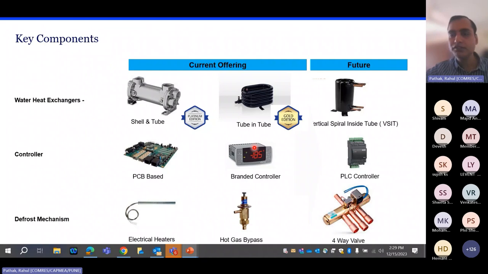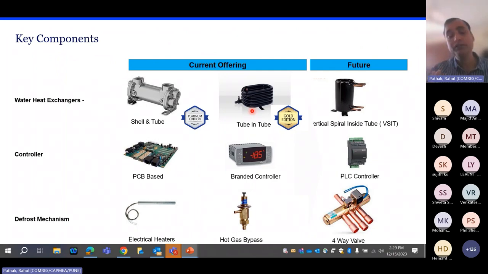And even the efficiency slightly goes up with the VSIT compared to a tube in tube. Even the weight of the heat pump goes down compared to tube in tube. But all in all, these are some of the types of condenser which are being used today in the sanitary heat pump market. Now, of course, this is based on the final usage of a heat pump.